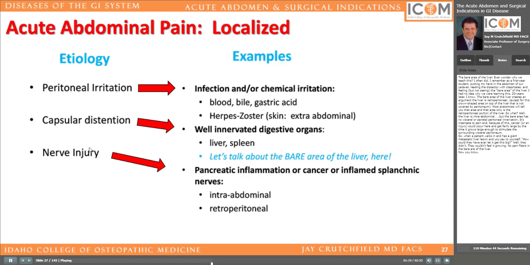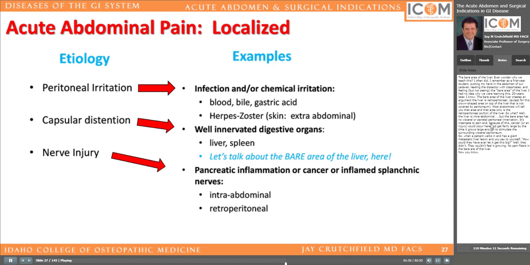Then we have pancreatic inflammation or cancer or inflamed splanchnic nerves. Now these are retroperitoneal structures, but they can also cause clinical signs consistent with a peritonitis. Let's go back and talk about the bare area of the liver here. You ever wonder why we teach this? I often did. I remember as a first-year student putting my hand in the abdomen of a cadaver while my classmates read the dissector and feeling around but not seeing the bare area of the liver. I had no idea why we were learning this. 20 years later, now I know.